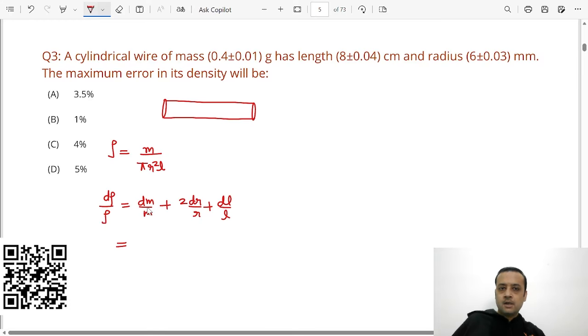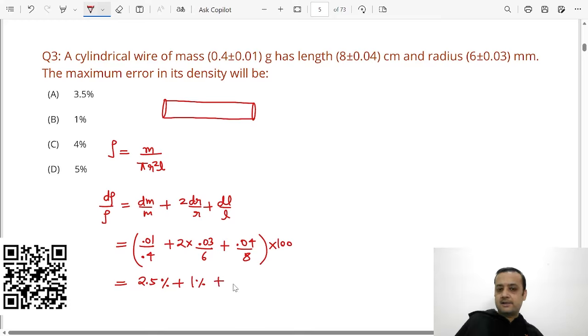All right. So dm, what is the error in the mass? It is 0.01 upon mean value of mass 0.4, and the error in the radius is 0.03 divided by mean value of radius 6, and error in the length is 0.04 divided by mean value 8. So how much does this become if you calculate in percentage terms? We have to also multiply by 100. So that will become 1 by 0.4, that means 2.5%. This will be 3 by 6, that means 1%, and this will be 4 by 8, that means 0.5%, which means overall answer will be 4%. So option C will be correct.